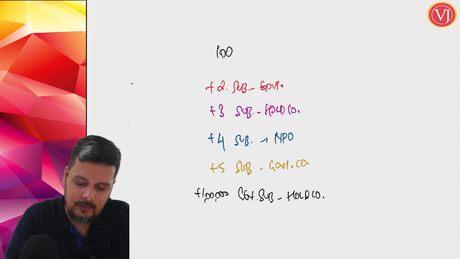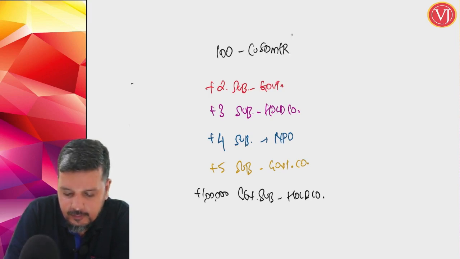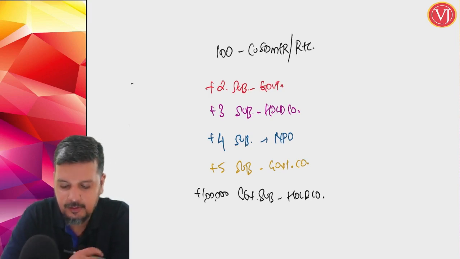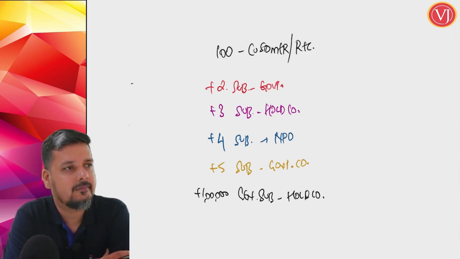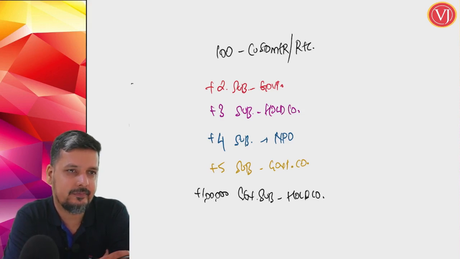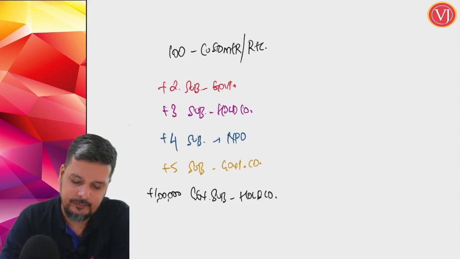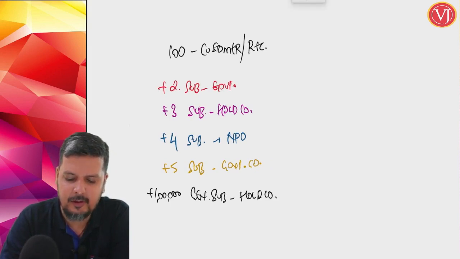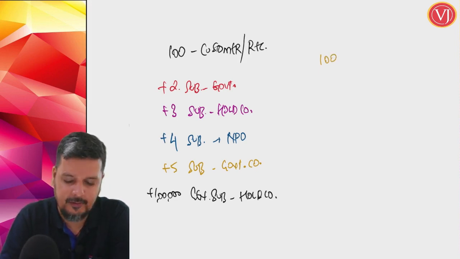This amount, 100 rupees, I am getting from my customer or my recipient. What is the assessable value? You will start with what? Your starting point is what? 100 rupees for sure you are going to add, that the customer is giving.